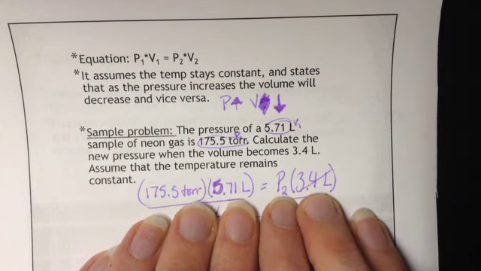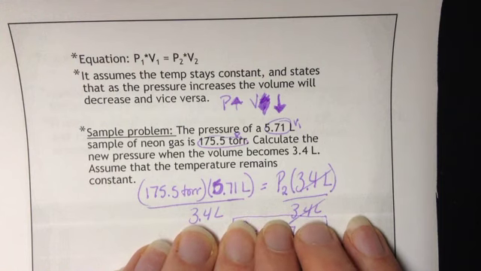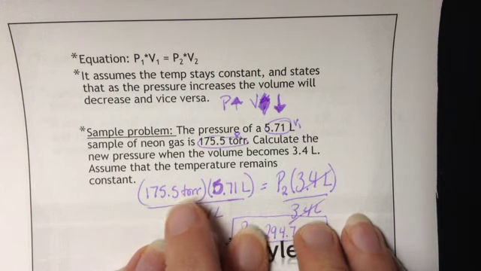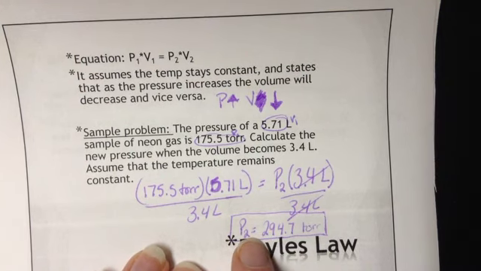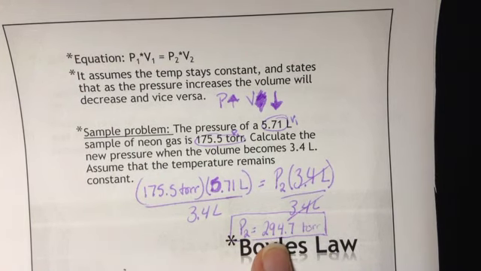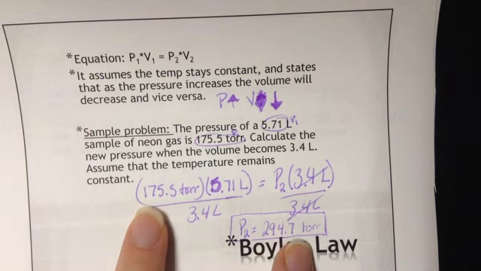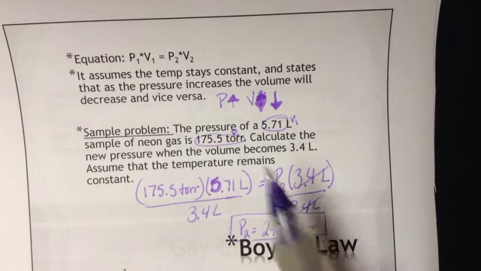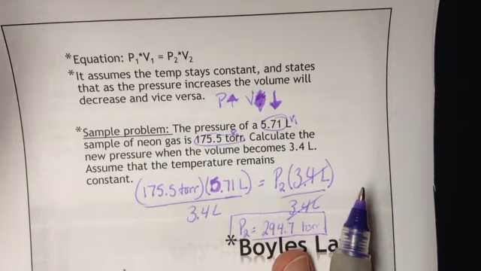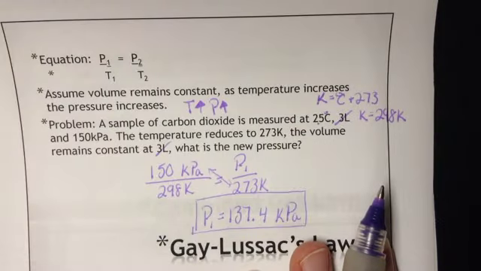So now I need to solve this equation. How do I solve? I've got to get P2 by itself, so I've got to divide both sides by 3.4. So in my calculator, I'm going to go 175.5 times 5.71 divided by 3.4. And when I do that, I get my pressure as 294.7. Okay? Now, what's the unit? It's whatever the other pressure was in. Pressure here was in torr, so this is going to be in torr, because my liters is gone, leaving me in torr. So that's Boyle's law, and that says temp stays constant.